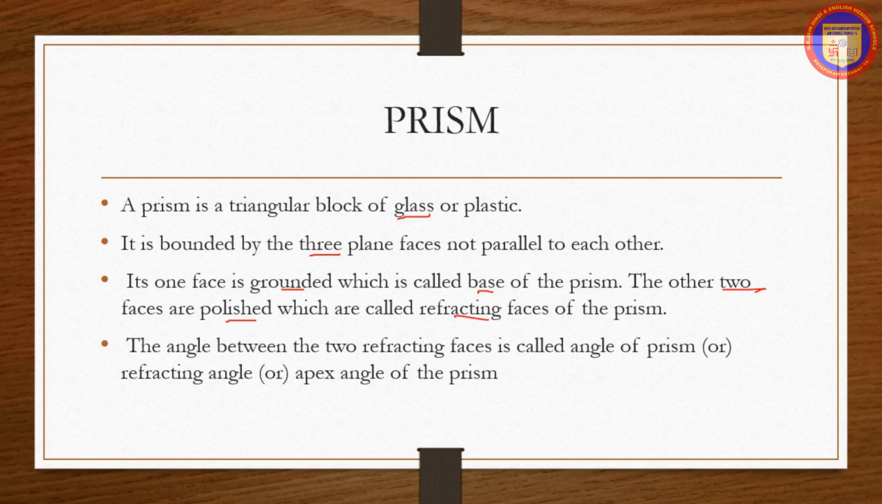When we go to the lab, we have an experiment to do in the 12th standard using the prism. The base will be a little blurred, which is not very clear. The other two faces are polished and they are called refracting faces of the prism. The angle between the two refracting faces is called the angle of prism, or refracting angle, or apex angle of the prism.